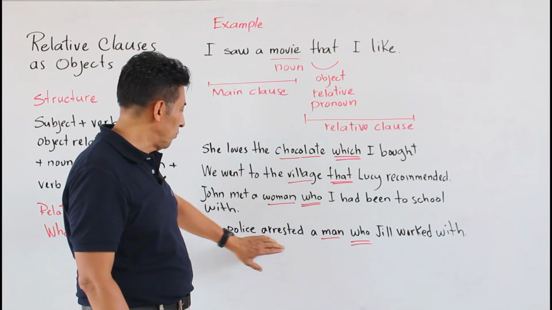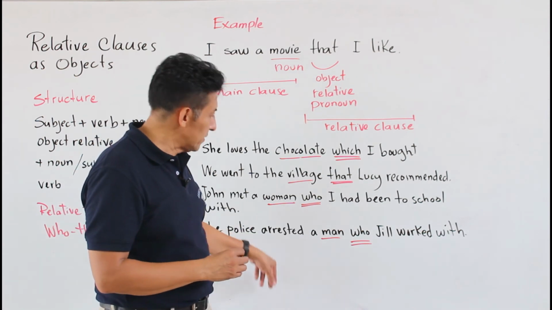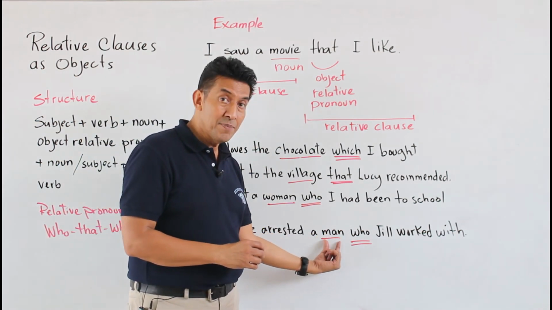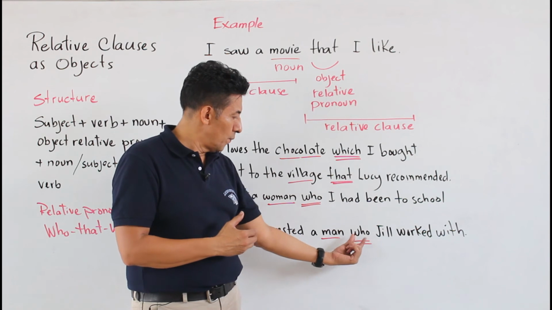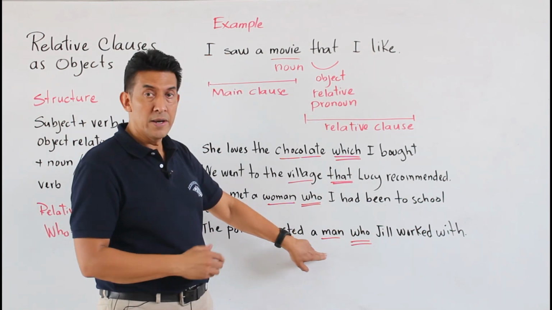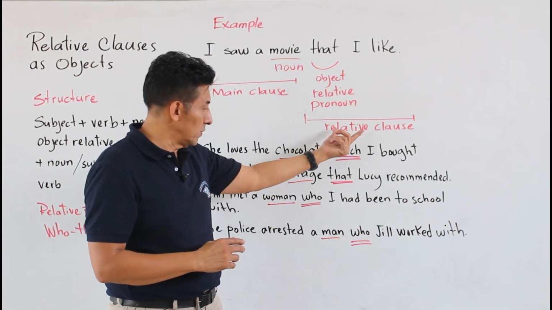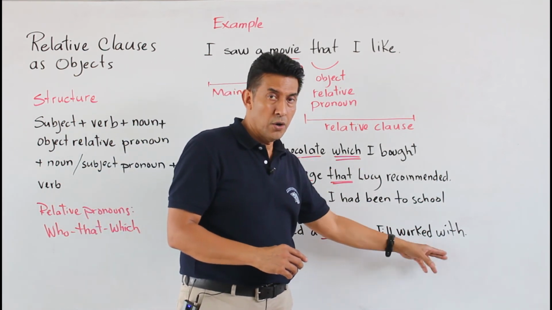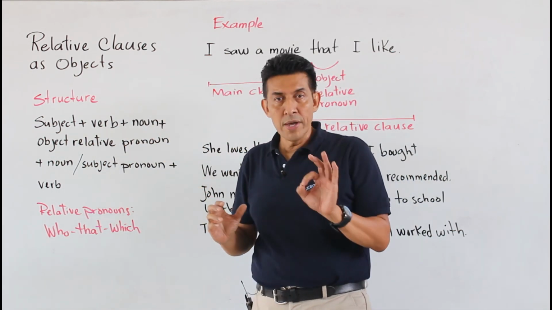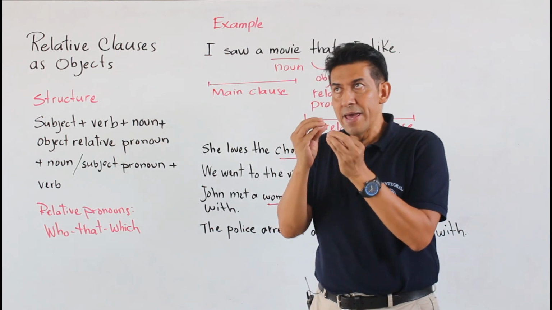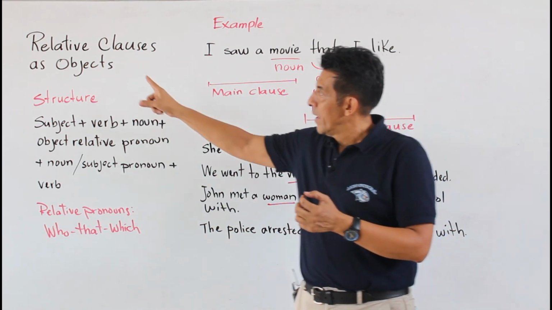And the last one: the police arrested the man who Jill worked with. Once more, man is the noun, but here we're talking about someone. That's why we're using who. The police arrested a man who, and then the relative clause opens, Jill worked with. So this is how we use relative clauses as objects when we want to define, explain, or classify an object.